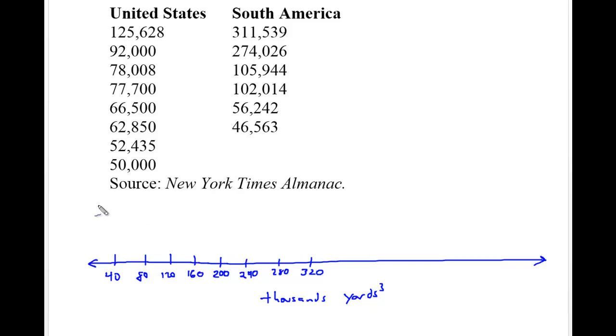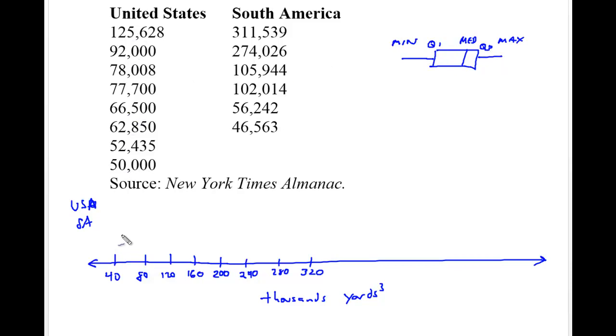I could have spread this out a lot more on my box and whisker plot line, but this will do. And what I'm going to do is have the United States at the top and South America at the bottom there. So I'll have two box and whisker plots, and to do that, what we need is the 5-number summary. In a box and whisker plot, we need the minimum, the maximum, the median, that's what we'll find after we get our min-max, and then the Q1 and the Q3.